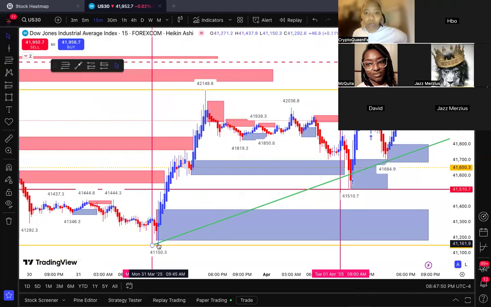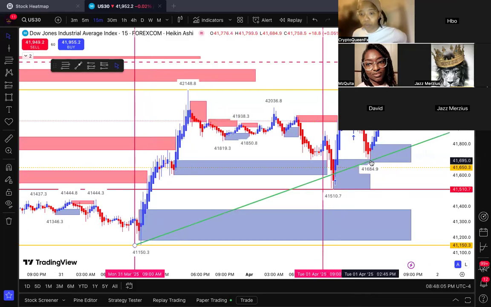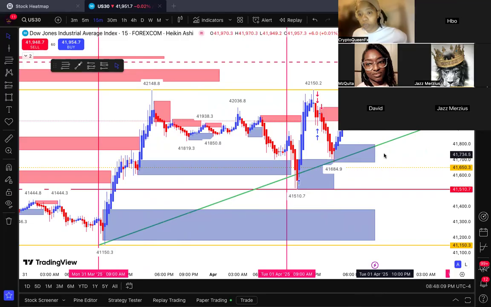from when it started trending, those are good entry points. After the 9 o'clock, it wicked below here, came right below the trend line. Another entry point right there at the trend line, not breaking it.